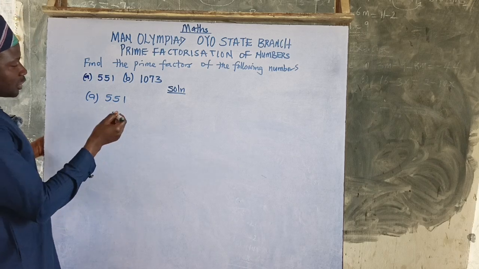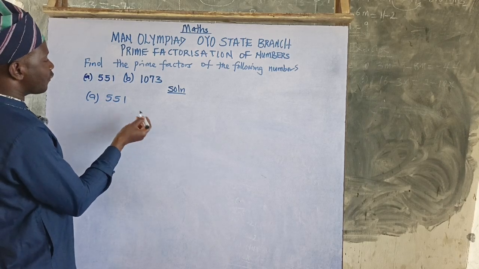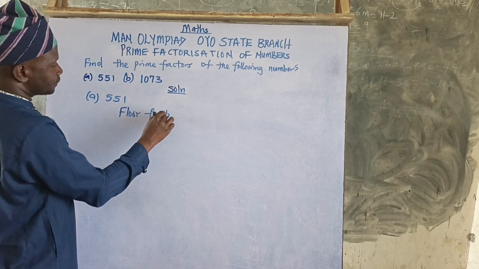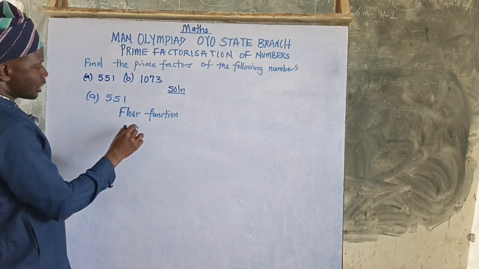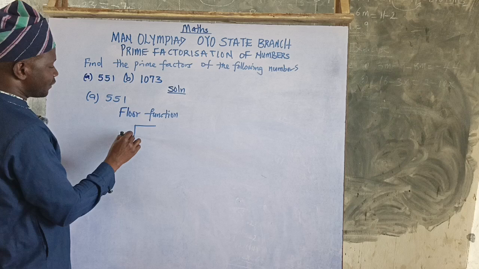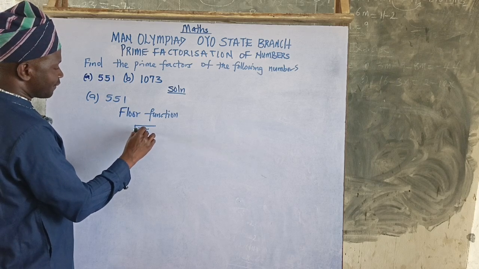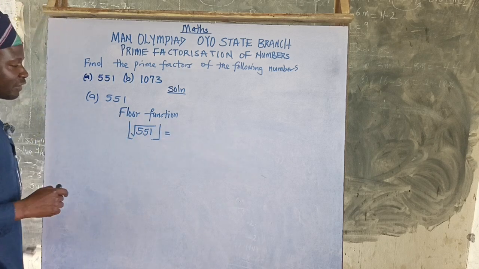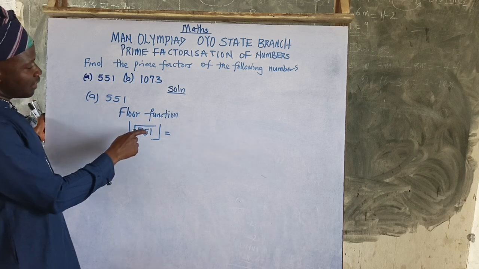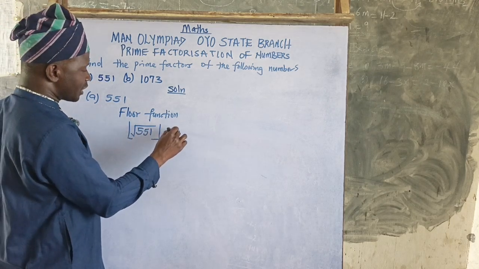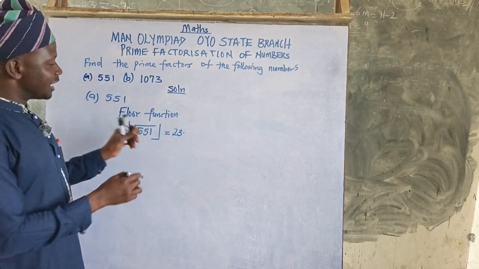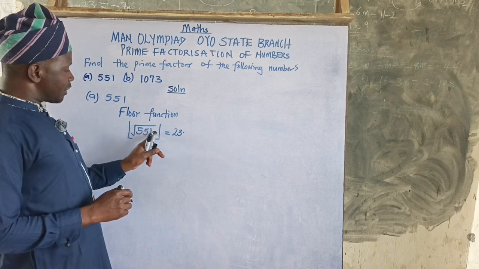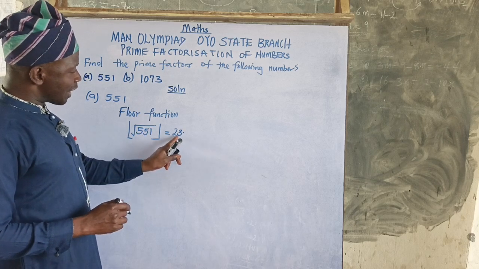We are going to apply the knowledge we call the floor function. That is, we are going to determine the square root of the given number, so the square root of 551, and we need the floor function of the square root of 551. What is meant by this floor function? When you evaluate the square root of 551, you are going to have 23 point something. The floor function here is the integer part, the greatest integer part of the result when we evaluate the square root of 551.